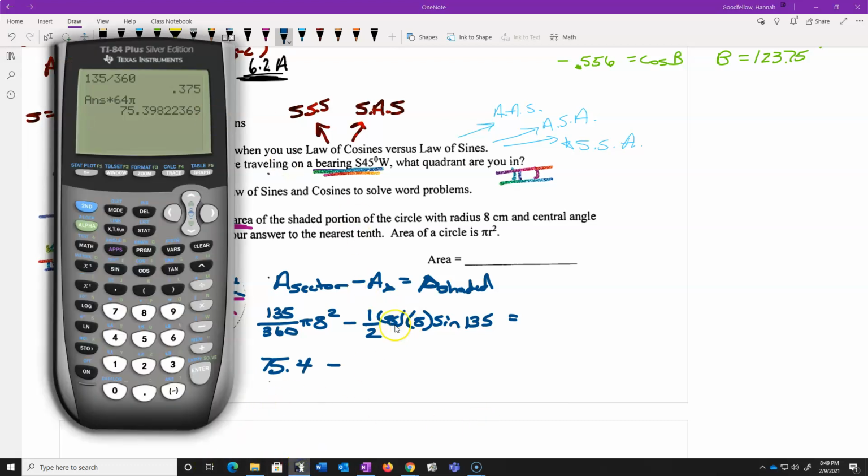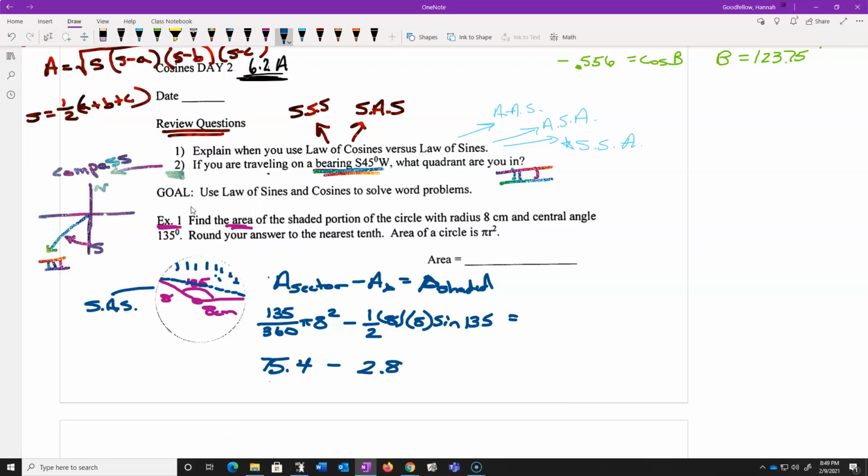And then I would do the other side of the question, which is 0.5 times 64 times sine of 135. I'm just combining some things together. That's the other side, 2.82, the triangle using up so much. And then I'd maybe put that down, 2.82. And I'd want to subtract those two values.